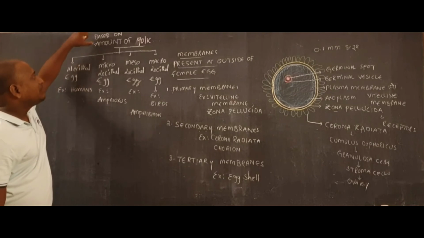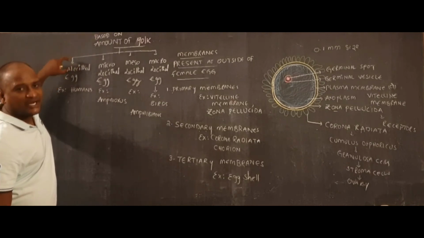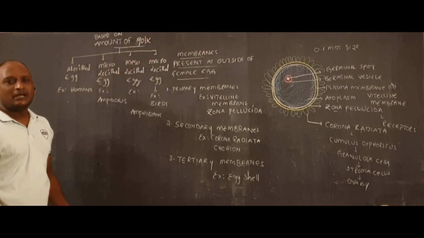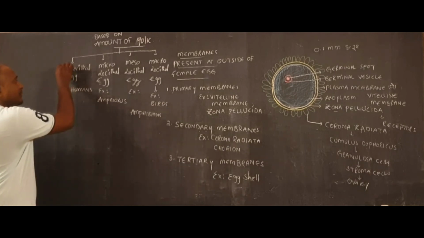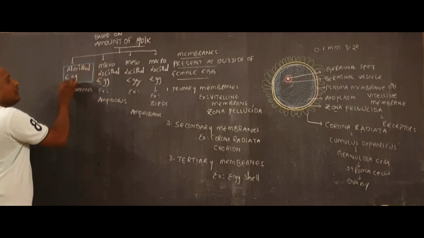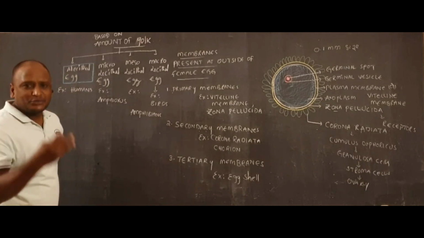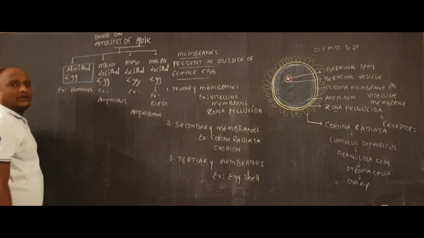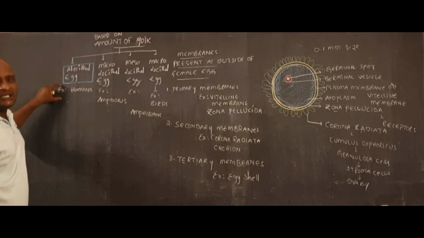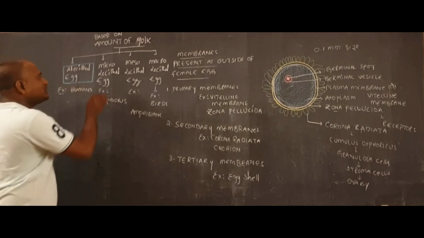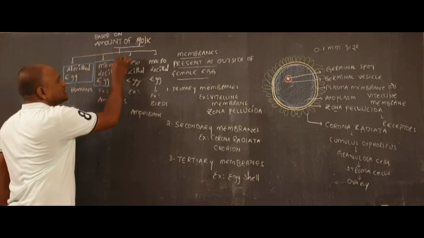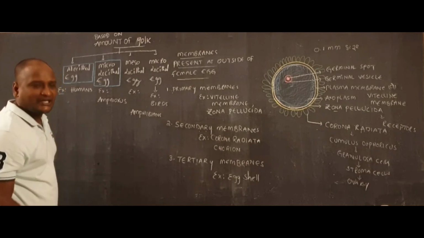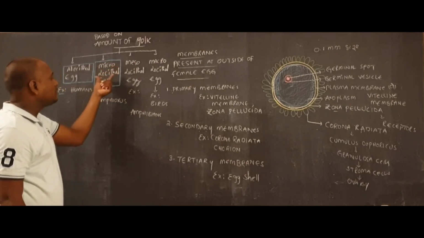So likewise, based on the amount of yolk material, eggs are divided into four types: alethal, microlethal, mesolethal, and macrolethal egg. Here, alethal egg means yolk material is generally absent, or if present, a very small amount of yolk material is present. Those eggs are also called alethal. Example for that is human beings. Coming to microlethal egg. Microlethal egg means yolk material is present, but the yolk quantity is very small.